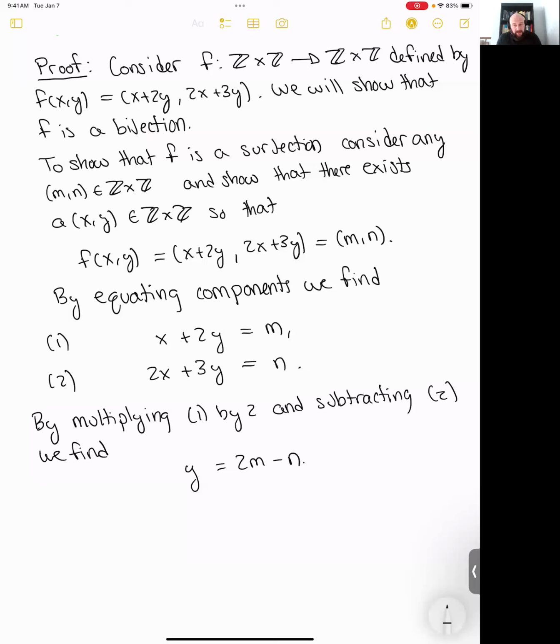So now we feel pretty good, but we're not done yet. We also need to know what x is, right? So now we know what y is. We could plug it back in, or we can try to eliminate y. It's kind of up to you what you want to do. But maybe we'll just plug this in, plugging y equals 2m minus n into equation 1, we find, let me give myself some more room.